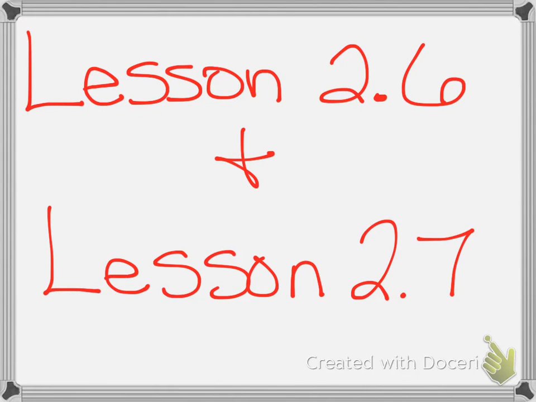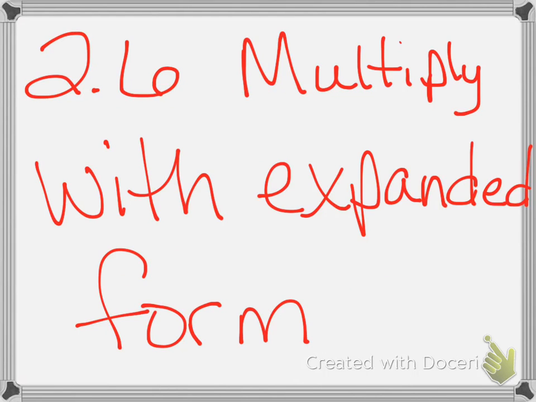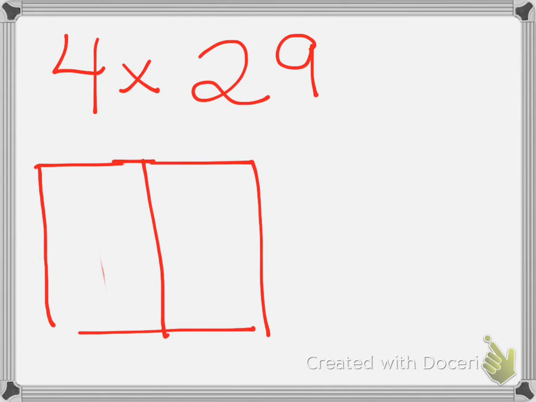The last few days we've been working on multiplication, and this will be lesson 2.6 and 2.7 in their Go Math books. In lesson 2.6 we were working on multiplying with expanded form. And so my first example is going to be 4 times 29.